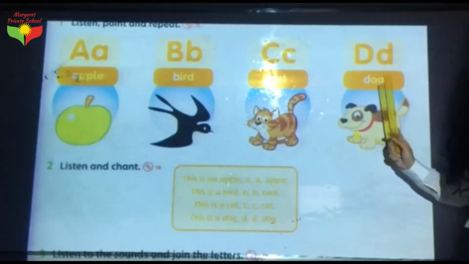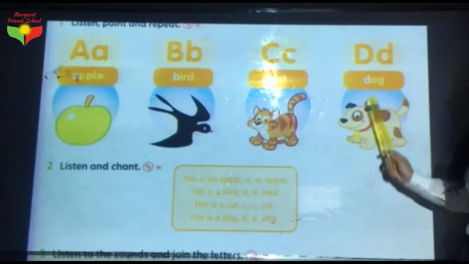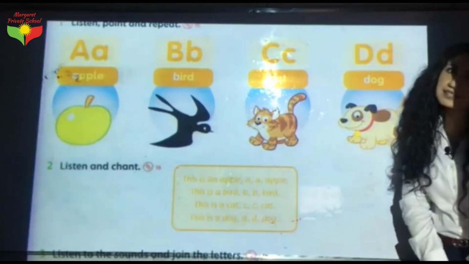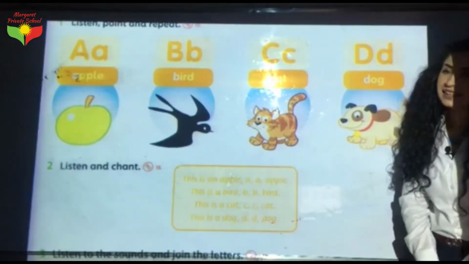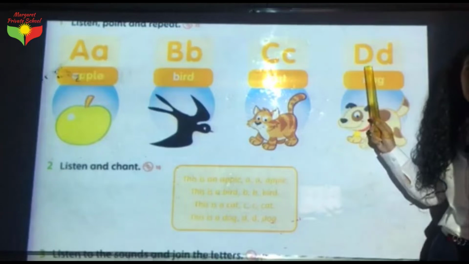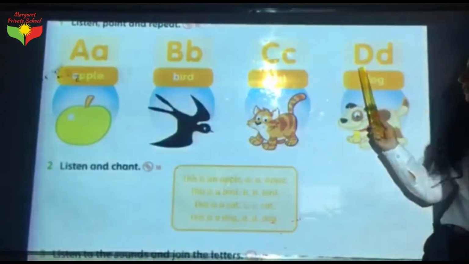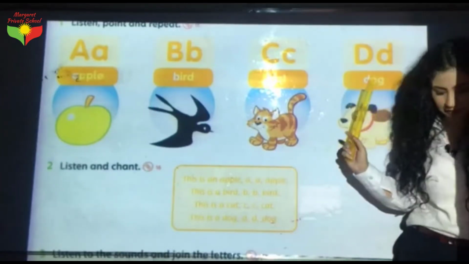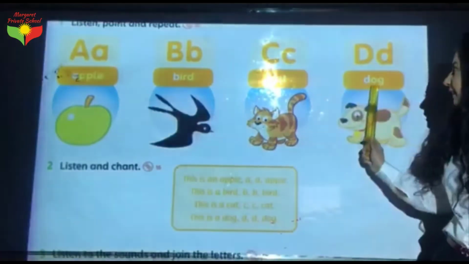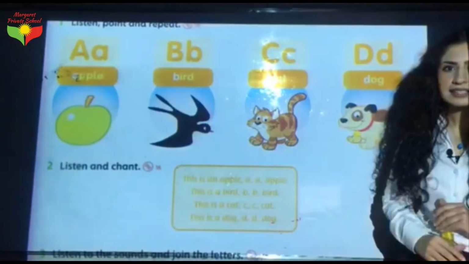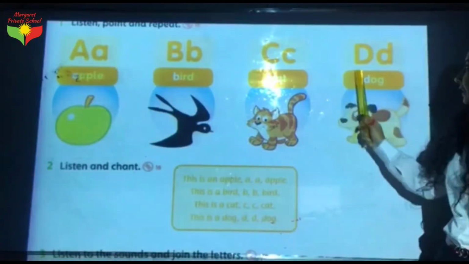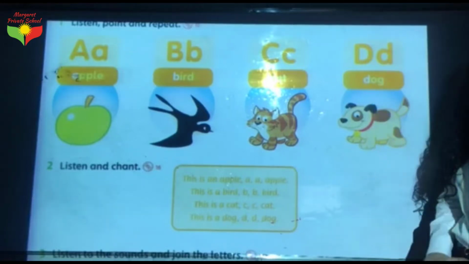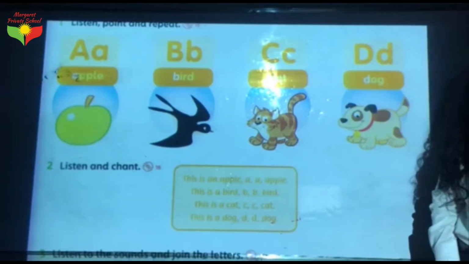What letter is this? Is it letter C? No, it isn't. We've studied in the previous lesson. This is letter D. Capital D, small d. And the sound of letter D is D. Dog. Well done, dears. Now repeat after me.